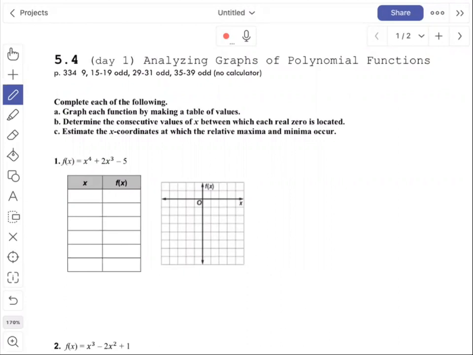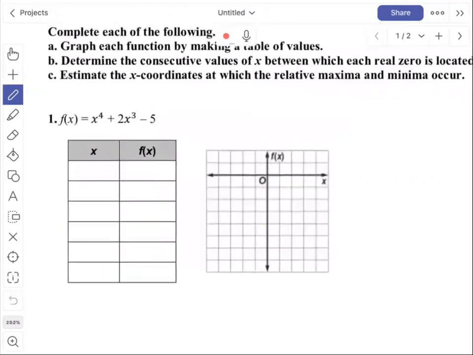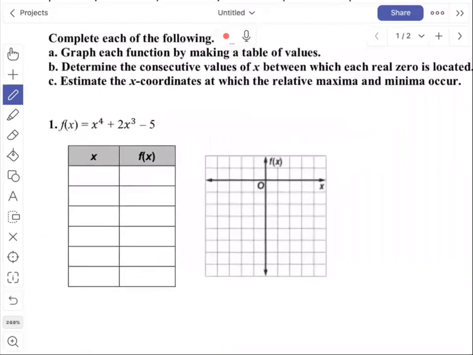All right, so as you can see, this function is x to the fourth plus 2x to the third minus 5. We don't really know what that looks like. So when in doubt, plug in some numbers just to get an idea of what this might look like. So let's plug in -3, -2, -1, 0, 1, and 2, just to get a good idea of what this graph will look like.